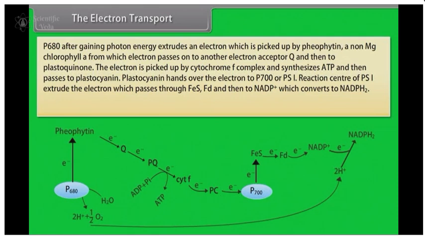The electron is picked up by cytochrome f complex and synthesizes ATP and then passes to plastocyanin. Plastocyanin hands over the electron to P700 or PS1. The reaction center of PS1 extrudes the electron which passes through FeS, Fd and then to NADP+, which converts to NADPH2. This scheme is also called the Z scheme due to the characteristic shape.